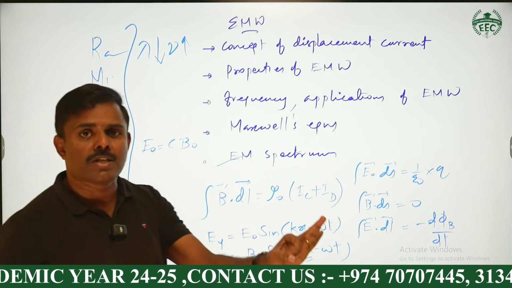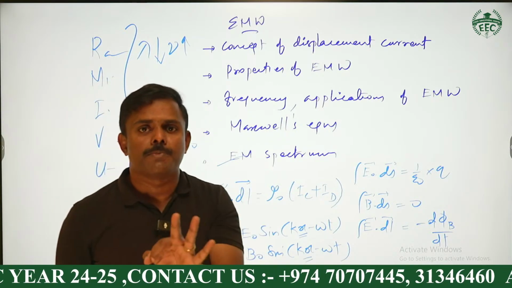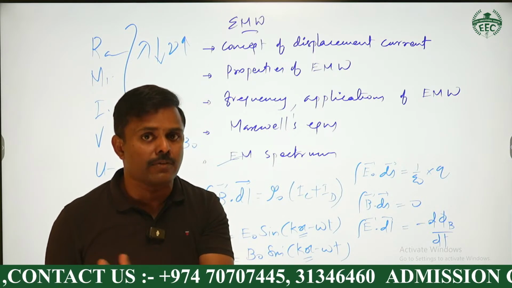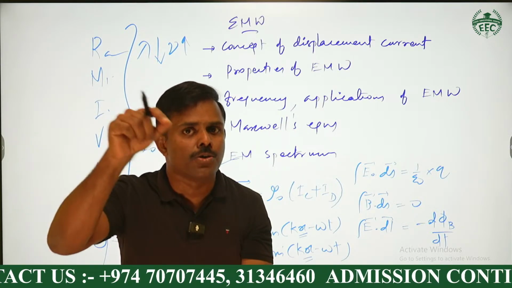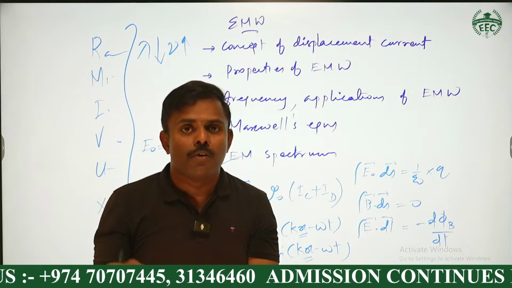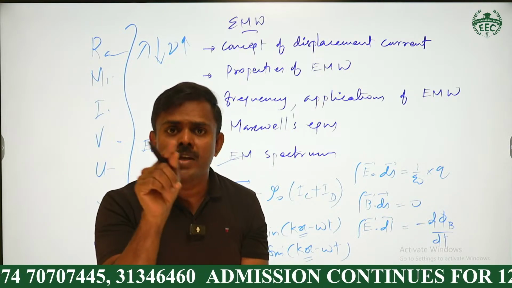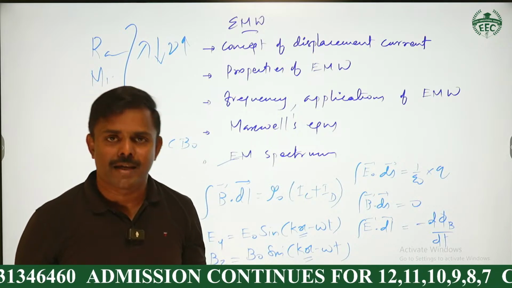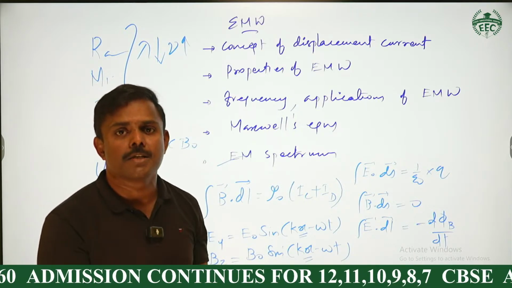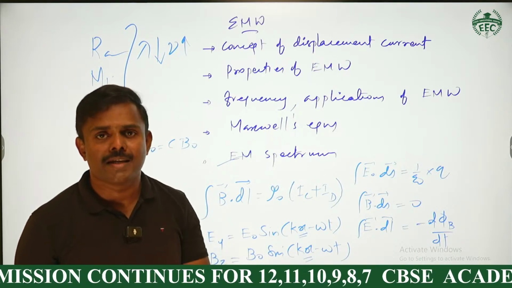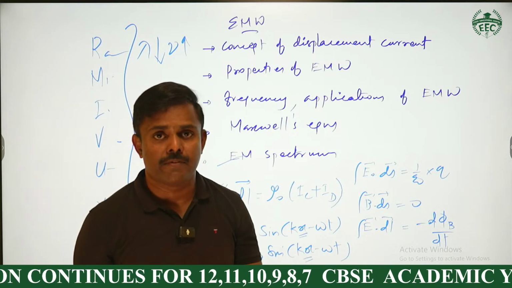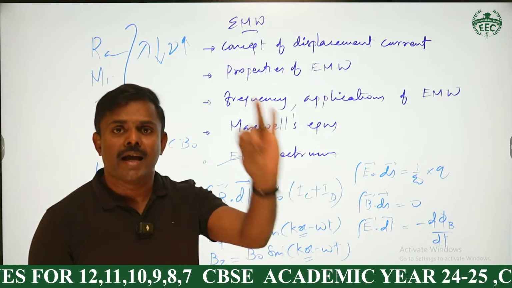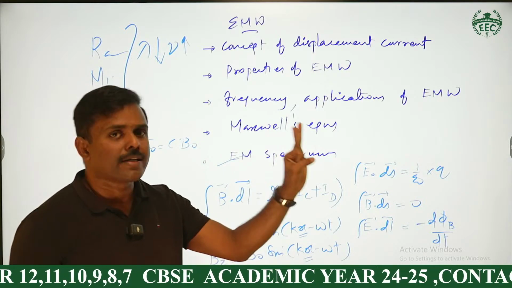And one last question. Static charge produces electric field. Hear me again. Static charge produces electric field. Electrostatics. We learned electric field. What was the name of the fourth chapter? Moving charges and magnetism. So moving charge produces magnetic field. Accelerated charge produces electromagnetic waves. So static charge produces electric field, moving charge produces magnetic field, and accelerated charge produces electromagnetic waves.